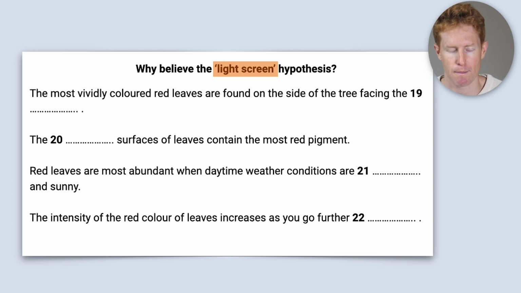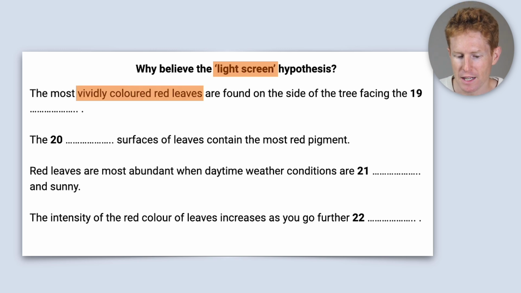Okay, so this is all about the light screen hypothesis. By the way, pause the video and highlight yourself if you haven't already. You can do it on the screen or you can do it on the PDF that I provided. Now let's do it together.